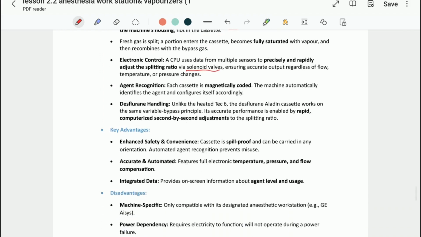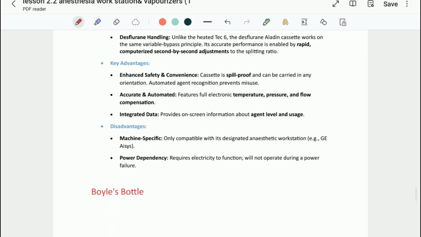The key advantages are its enhanced safety and convenience. The cassette is spill-proof and can be carried in any orientation. Automated agent recognition prevents misuse, and it is also accurate and automated. It features full electronic temperature, pressure, and flow compensation. And it also has integrated data which provides on-screen information about the agent level and usage.